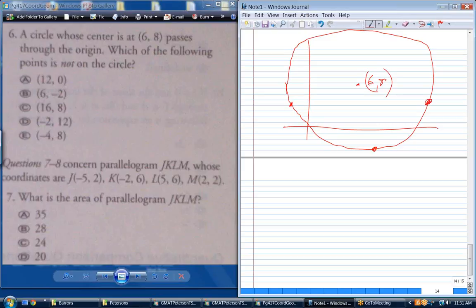You can do this by eye, in other words, by plotting each point and trying to figure out whether it's on the edge of that circle or not. But there actually is a better way to do it. You can do it algebraically if you know the equation of a circle. Do you know the equation of a circle? Equation of a circle? I'm not sure what you mean.